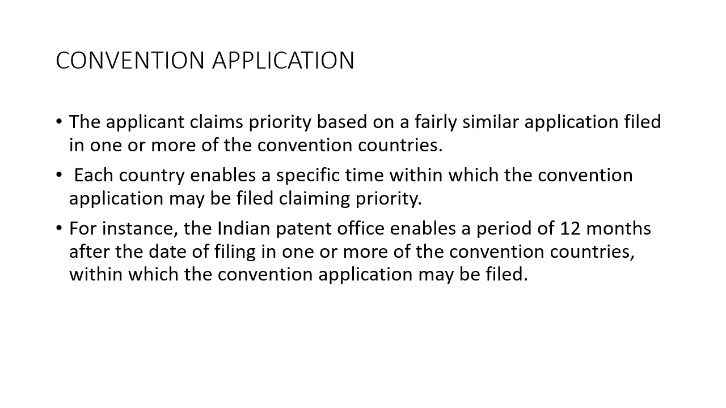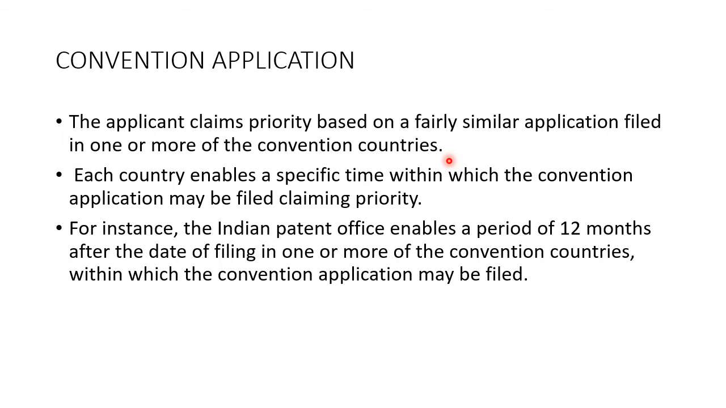Next, about the convention application. This is just the opposite of the ordinary application. This application is filed to gain priority. It means the applicant claims priority based on a fairly similar application filed in one or more of the convention countries. It means similar work has been filed in an application to gain a patent in different countries or within the same country.